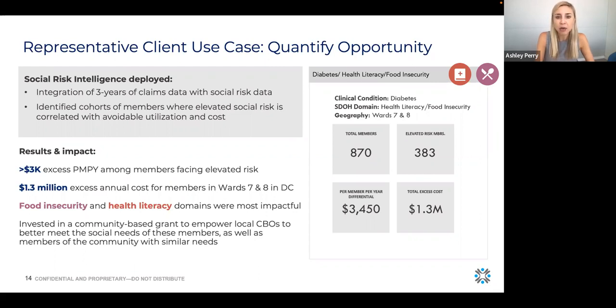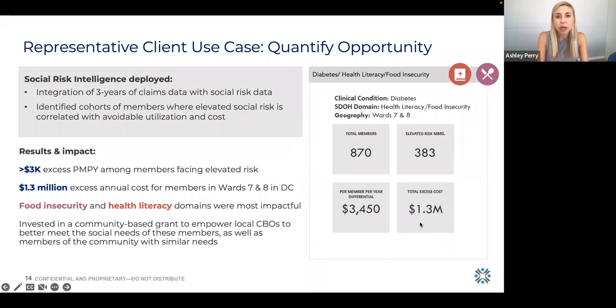And so one example on that note is we looked in this case at a subset of members that were at elevated risk for both health literacy and food insecurity, who were diabetics, and specifically who lived in Ward 7 and Ward 8 here in DC. Now, it's a relatively small member population in this case, only 870 members, but across those 870, over 350 of them were at elevated risk for those two domains. And across that population, we saw nearly a $3,500 differential in PMPY costs. For the plan on an annual basis, that rolls up to over $1.3 million in excess spend.